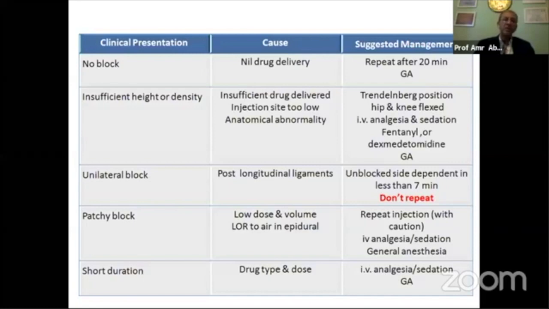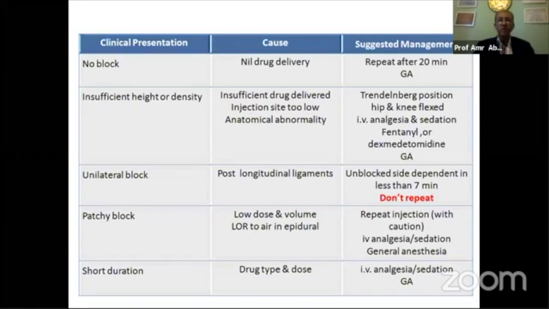If you have an insufficiently dense block or insufficient height of the block, and this means that the milligrams of the drug, if it's spinal, didn't reach a proper level, you can do what we call a Trendelenburg positioning and hip and knee flexion. This will increase the migration of the drug more carefully. If this doesn't help, do an IV analgesia as sedation. And please use only one drug.